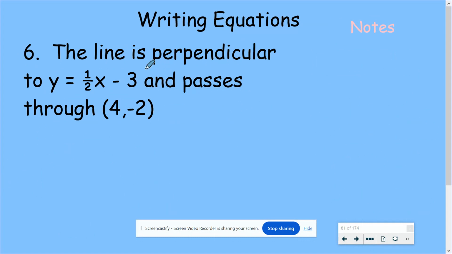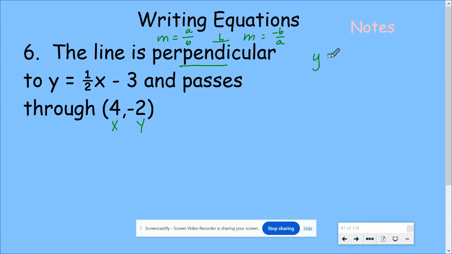Number 6, this time the line is perpendicular. We know that perpendicular lines have opposite and reciprocal slopes. So if m is equal to a over b, I know that if they're perpendicular, then m will be equal to negative b over a. So we take it and flip-flop it. That would be making it its reciprocal. And then whether it's positive or negative, we make it the opposite. And it's going to pass through this point here.